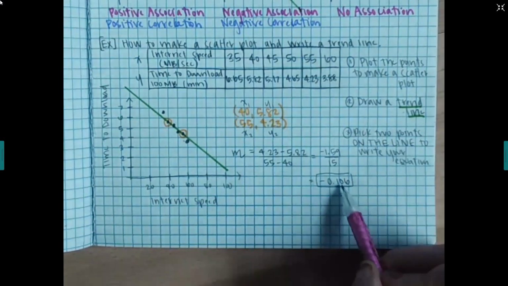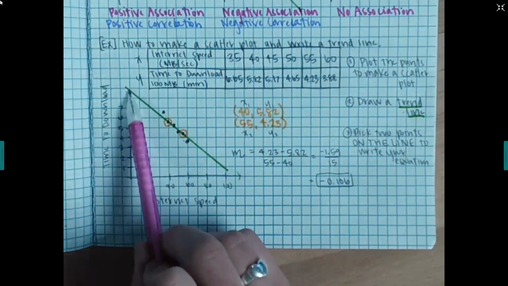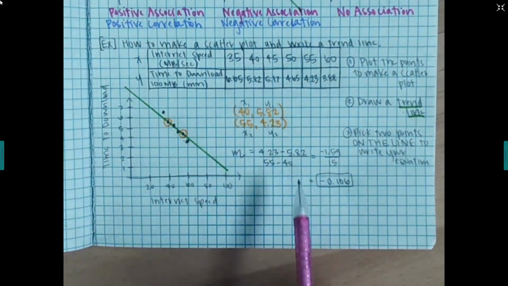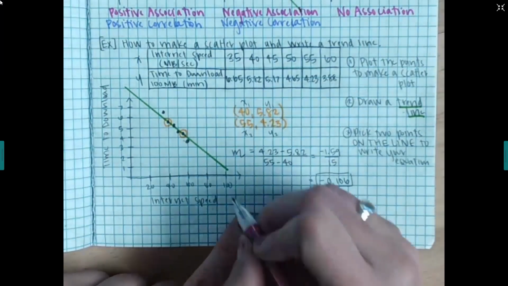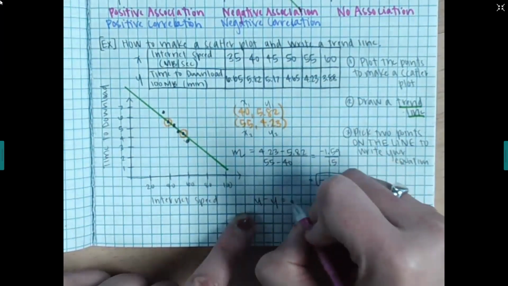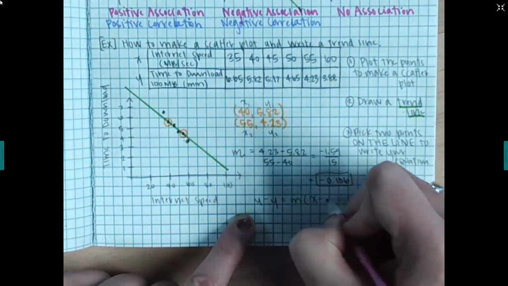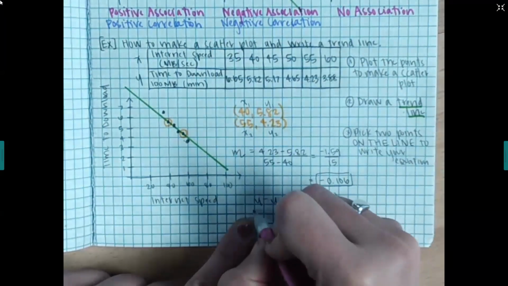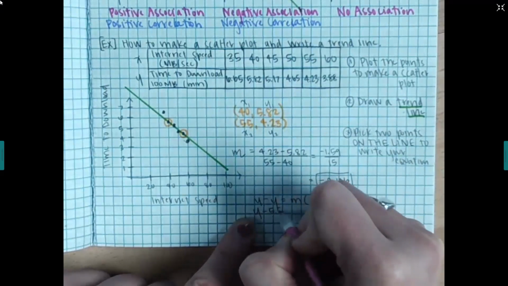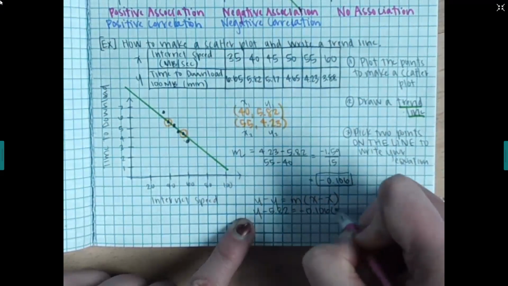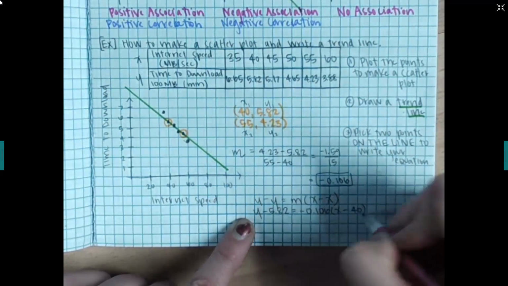Now, because I have the slope, I need to figure out what my y-intercept is. I'm going to use one of these points and that slope in point slope form, and then I'm going to solve to get slope intercept form. And I'm going to use the point 40 and 5.82. So y minus 5.82 equals negative 0.106 times x minus 40.